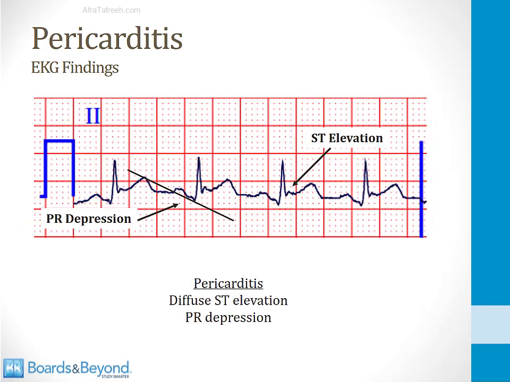In ischemia, the ST elevations are localized to one area of the heart, like the anterior wall or the inferior wall. I've zoomed in on lead 2 here so I can show you the other classic finding of pericarditis, which is PR segment depression. The PR segment is the segment from the beginning of the P wave to the start of the QRS complex. And notice that this PR segment is going at a downward angle. That is PR depression, a classic finding in pericarditis. So the two classic findings are diffuse ST segment elevations in multiple leads and PR depression.